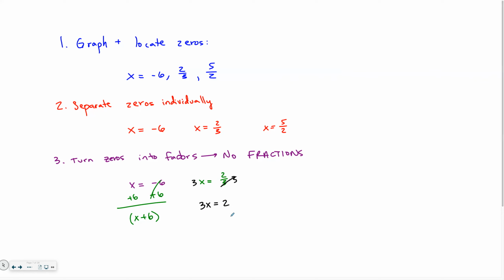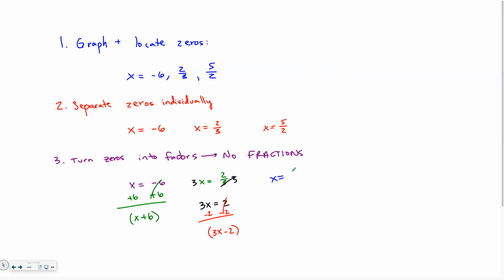What's the opposite of 2? -2. So I subtract 2 from both sides. Will this become 1x? 3x minus 2, does that become 1x? No, they're not like terms, so you just keep them separate. This is the factor 3x minus 2. Okay, now I'm going to do this one.